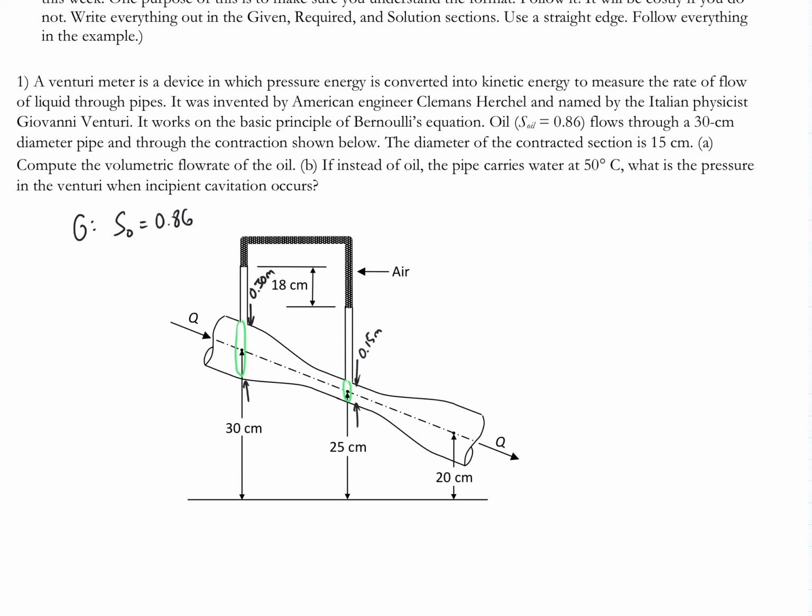So required: A, compute the volumetric flow rate of the oil, Q equals what? And B, if instead of the oil, the pipe had water at 50 degrees C, what is the pressure at the Venturi? P equals what, if cavitation? The second part's actually quite simple, although it will probably throw you for a loop if you hadn't given it much thought. So we will get to that.